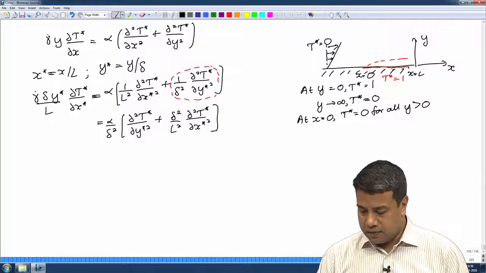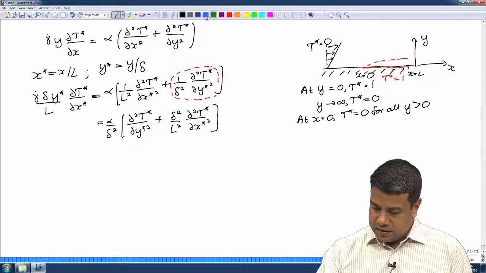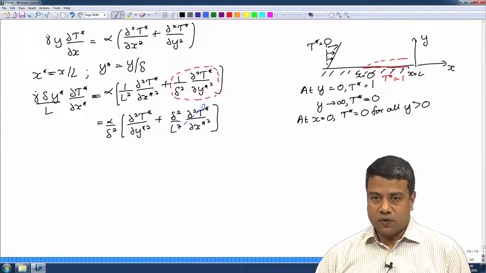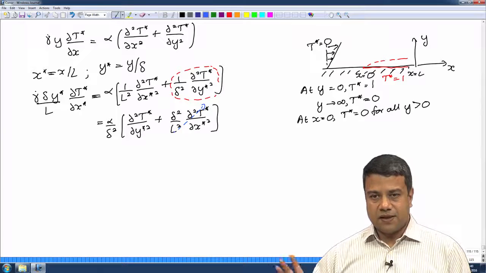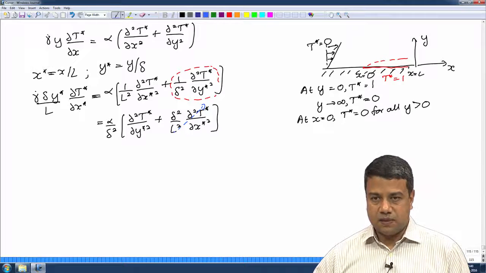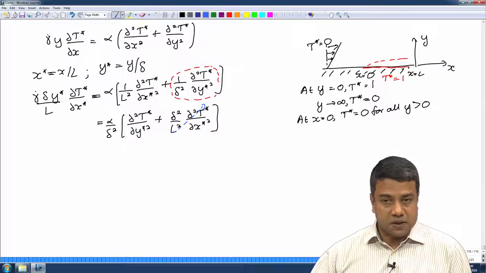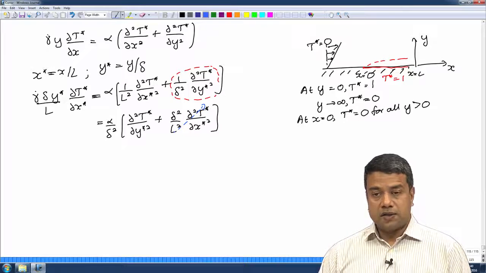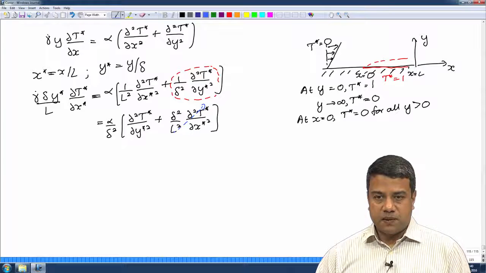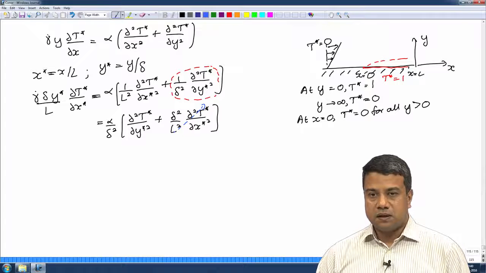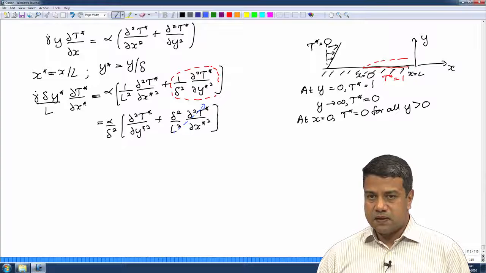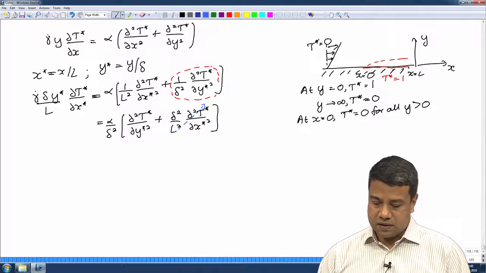So, now what I can do, this term is small compared to the first term. This means that the streamwise diffusion is much smaller than the cross stream diffusion. The cross stream diffusion is what is transporting energy from the surface. The streamwise diffusion takes place over a characteristic length L, whereas the cross stream diffusion takes place over much smaller length delta. Okay. And because of that, streamwise diffusion can be neglected in comparison to cross stream diffusion in the high Peclet number limit. In other words, there is a balance between the streamwise convection and the cross stream diffusion.